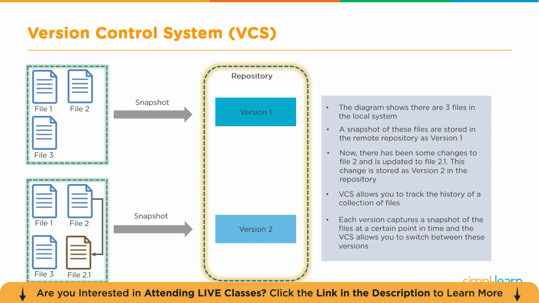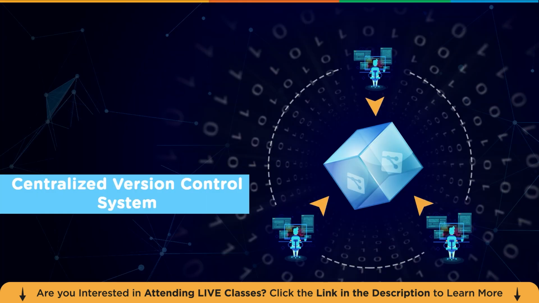And the goal is to constantly have each of these versions available so that anybody who wants to check out the file can have the latest version or see a history of how that file became what it is today. Let's look at centralized version control systems, and then we'll compare it against distributed version control systems.